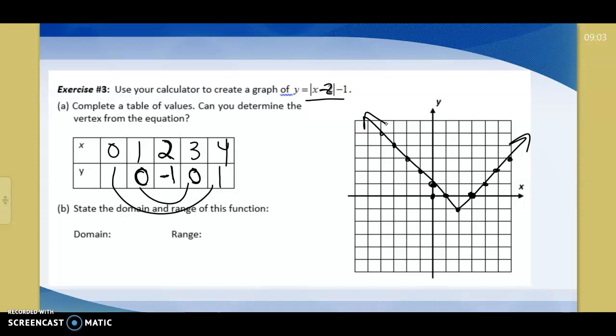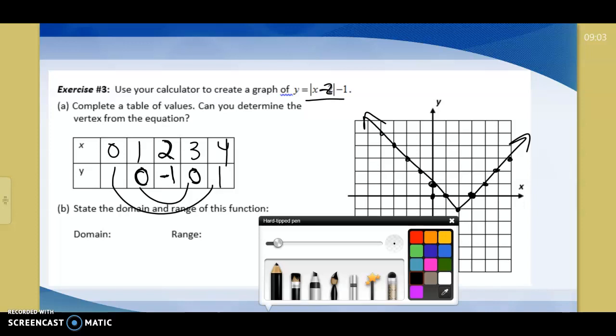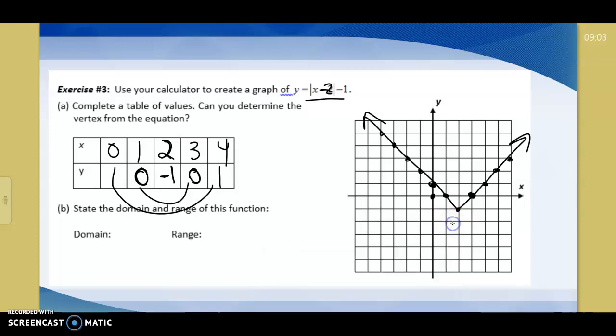Now, more importantly, we want to state the domain and the range. We did this last class. If it didn't make any sense, hopefully a little bit more experience with this and it'll make more sense for not only absolute value functions, but also square root. We can't forget that the domain is the x and the range is the y. So let's take a look at our x values. Our x values go left and right.